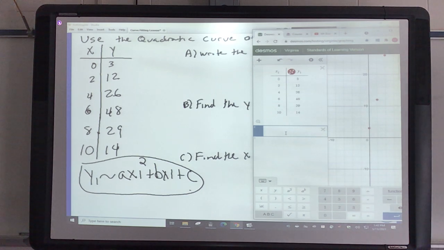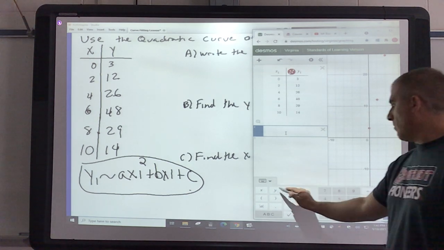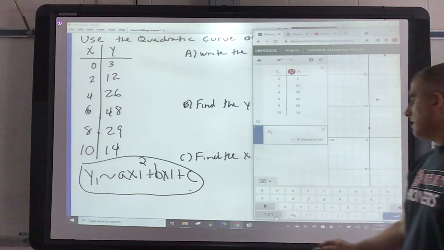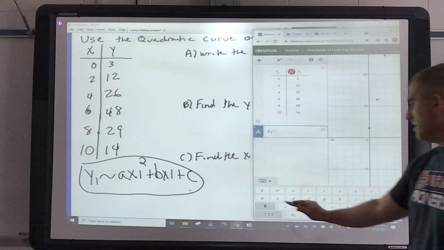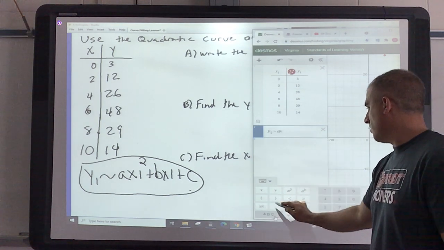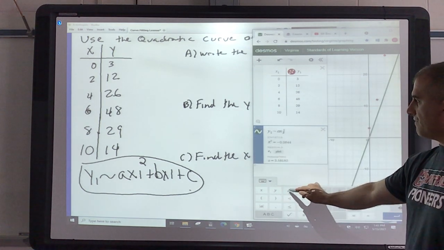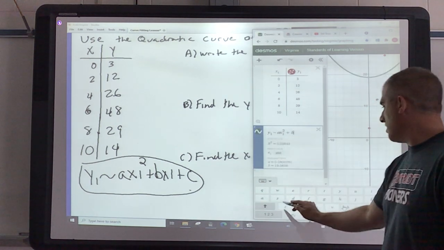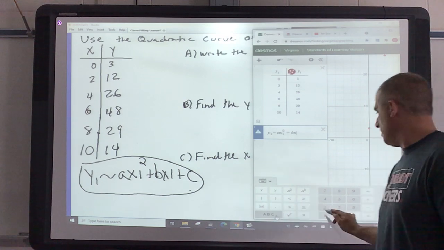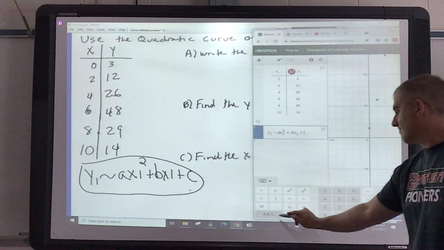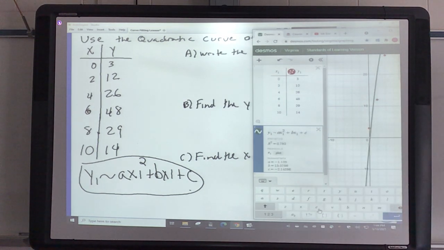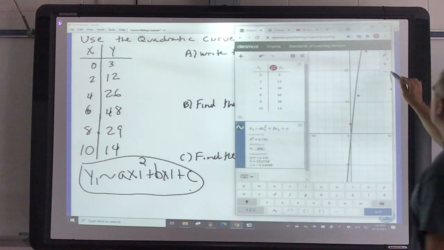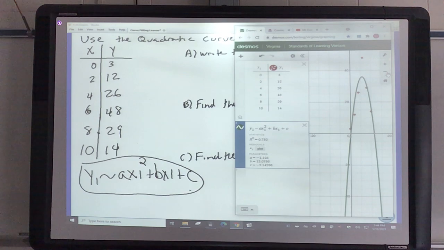Okay, and I go down here and I put my y1, ABC, the little curved thing, ax1, and then you can use this button for squared, plus bx1 plus c. Now what you want to do is zoom out a little bit so you can see it. All right, so here's my equation.